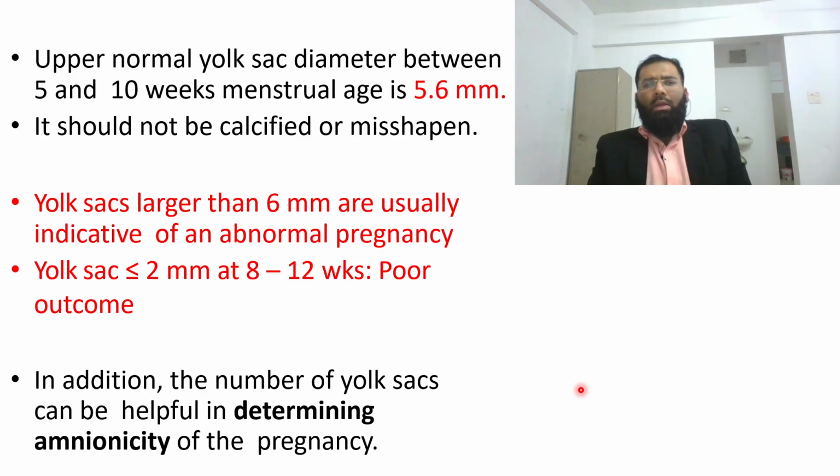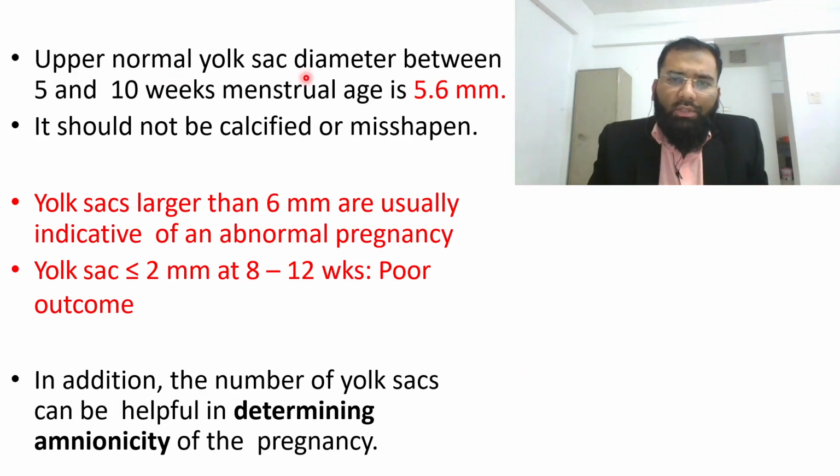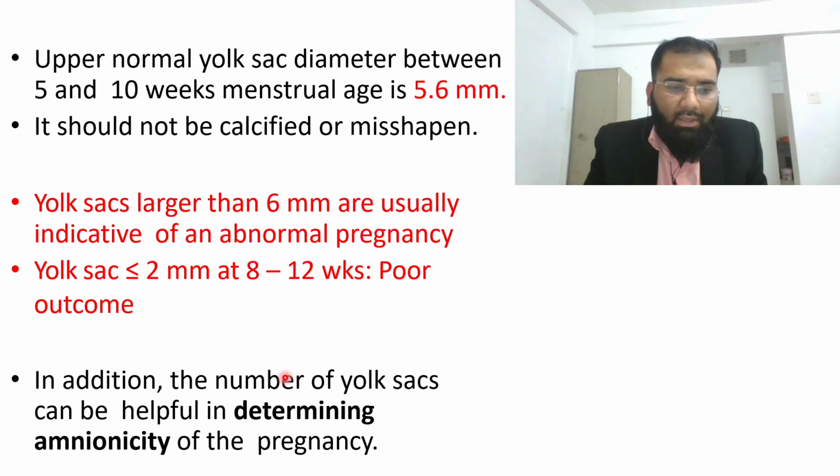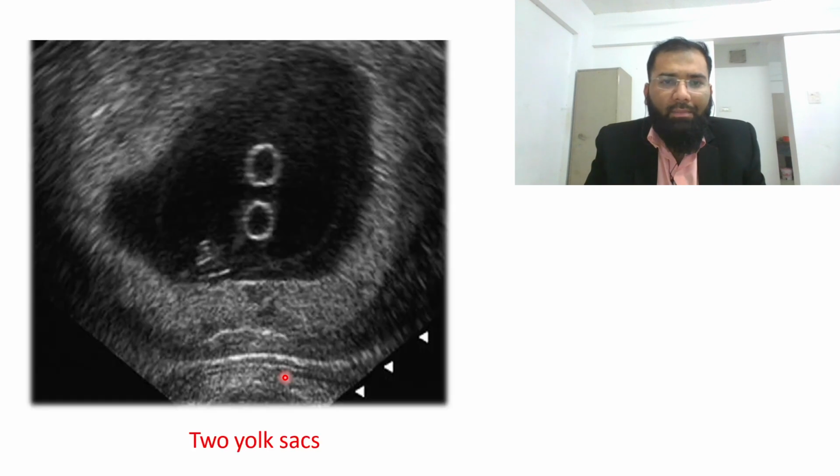Now, the upper normal yolk sac diameter between 5 to 10 weeks of age is 5.6 mm. It should not be calcified. The yolk sac should not be calcified or misshapen. A yolk sac which is larger than 6 mm is usually indicative of abnormal pregnancy. A yolk sac less than 2 mm at 8 to 12 weeks is associated with poor outcome. In addition, the number of yolk sacs, as I already told you, is useful for determining the amnionicity of the pregnancy.